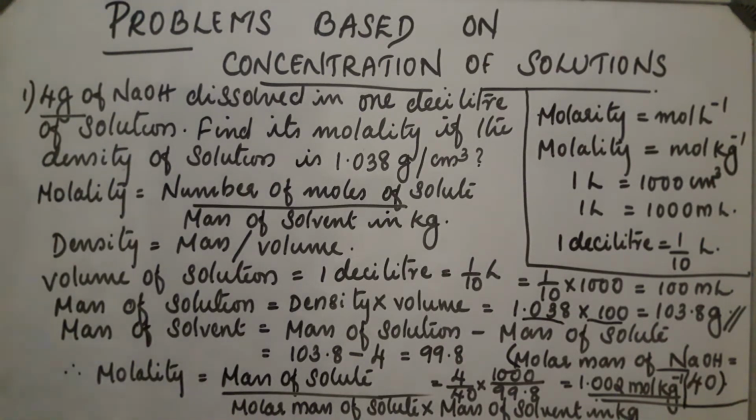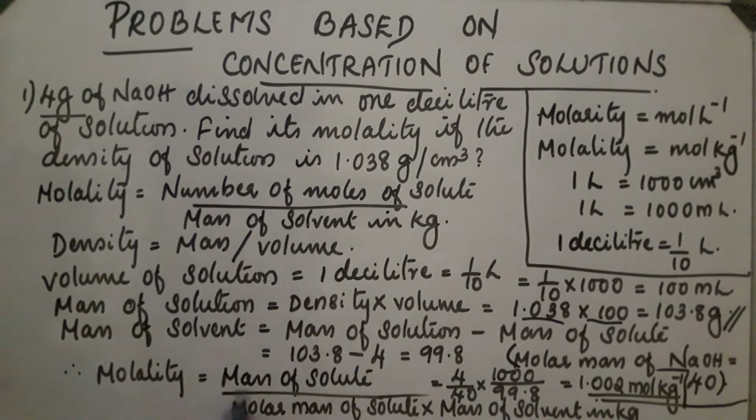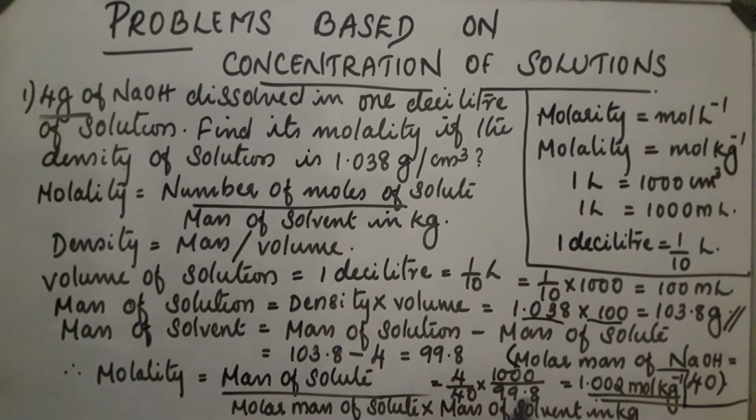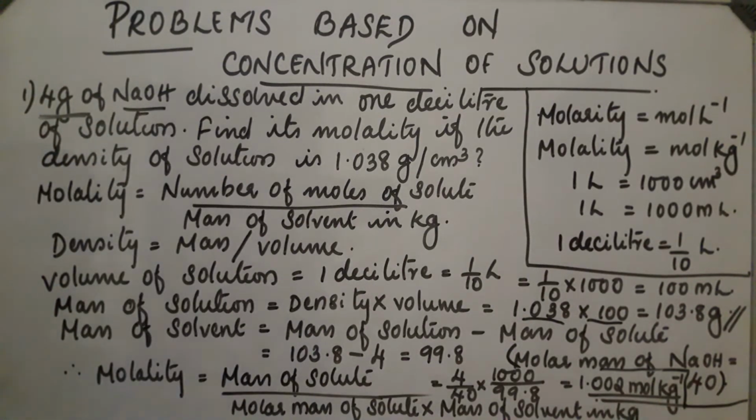Now substitute in the equation molality. Number of moles means mass of the solute by molar mass of the solute. Mass of the solute we know, that is 4 gram. Molar mass of solute, NaOH, is 40. So mass of the solute is 4 gram, molar mass is 40, and divided by mass of the solvent in kilogram.